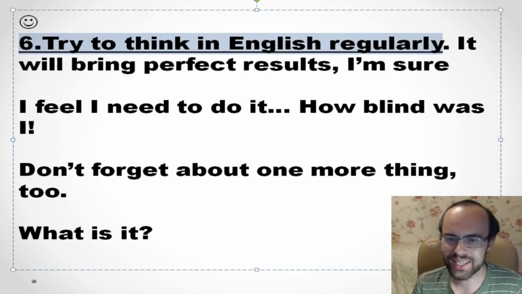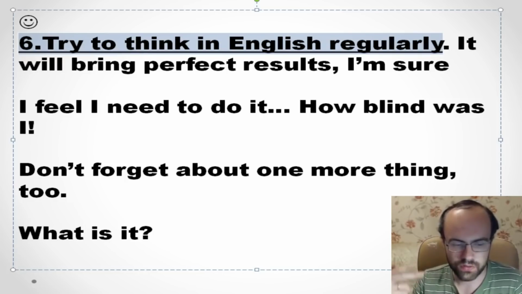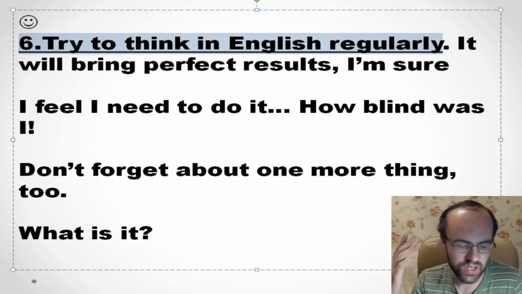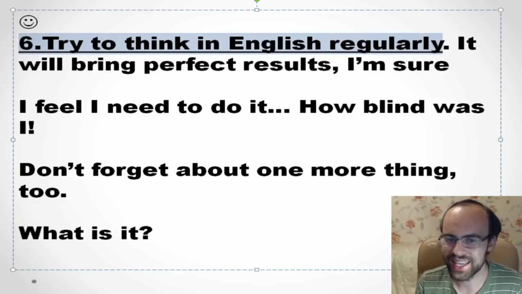Try to think in English regularly. Really, try to think in English. It will bring perfect results, I'm sure. You can think in English for a minute or for half a minute, then stop, then do it again. It's so positive. You can think about different things. It's also English speaking practice, so it really works. Okay, I feel I need to do it.